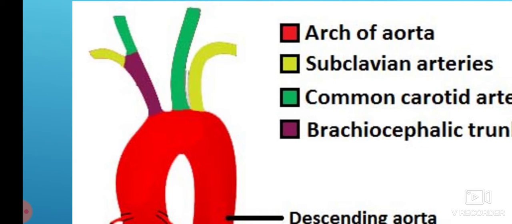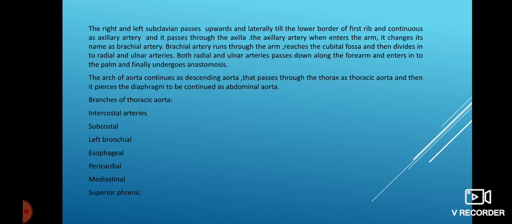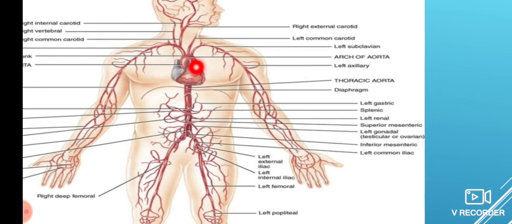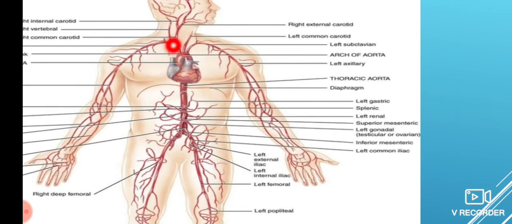So after dividing this, we get a subclavian on either side, a common carotid on either side. Now the subclavian curves and goes to the upper limb, while the common carotid goes up to the head and neck. Now in this picture you can see the heart with the arch of the aorta and three direct branches arising from it. This is the brachiocephalic trunk that suddenly divides into the subclavian as well as the common carotid. This is the left common carotid, this is the left subclavian.